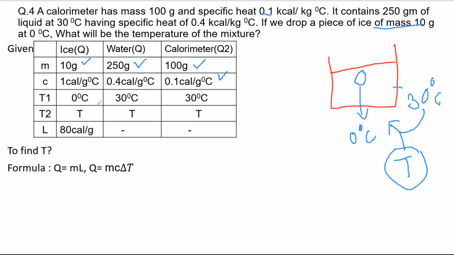Okay. Now T1 means initial temperature, T2 is the final temperature. Initial temperature of ice we know is 0 degrees Celsius. The temperature of liquid and calorimeter is 30 degrees Celsius. So final temperature we want to find out. Final temperature will be equal for all the three. We wrote here T, capital T.